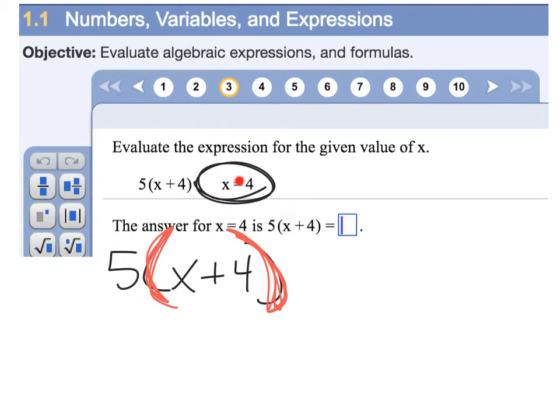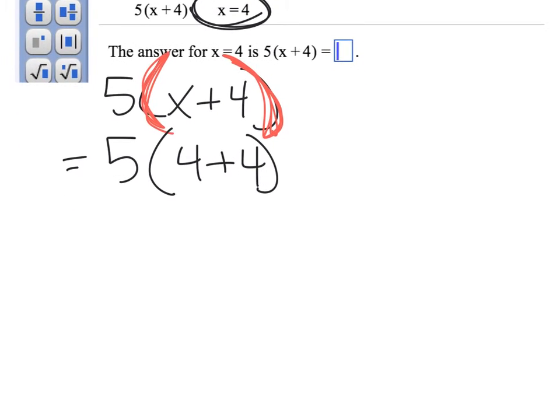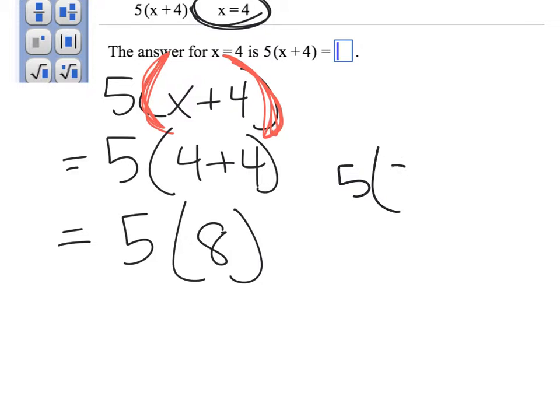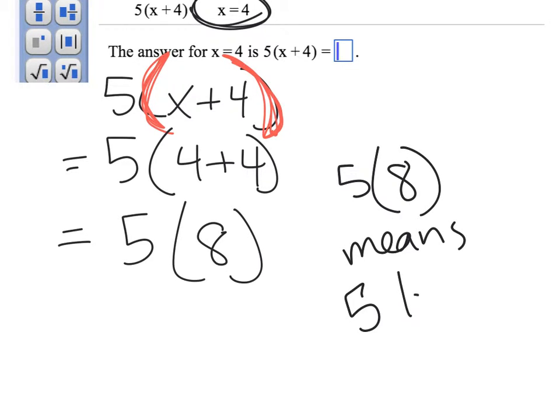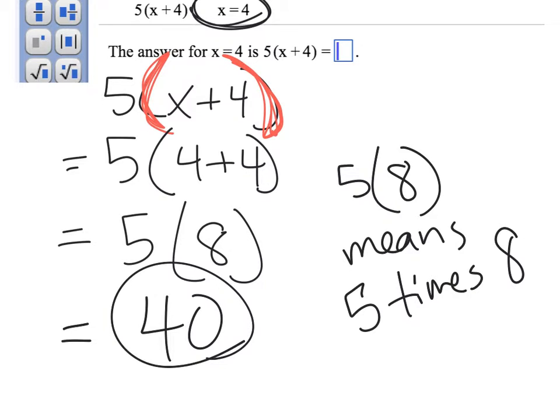So we know that x is really a 4, so this becomes 5 parenthesis 4 plus 4. And then we know that 4 plus 4 is really 8. So now you get this 5 parenthesis 8. And that means multiply. So when you have 5 parenthesis 8, that means 5 times 8. So 5 times 8 is 40, and that's our answer.